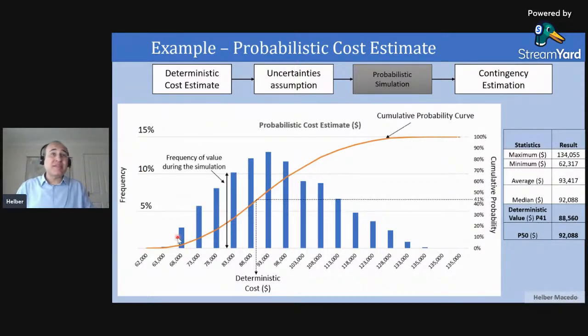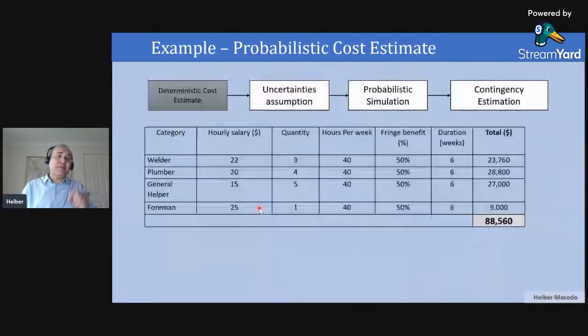And what is this orange curve here? We call it the cumulative probability curve. I summarize result by result until I reach 5,000. It could be 10,000 or 20,000 simulations, iterations, up to you. I will be able to see where my number for my deterministic cost is. Remember, my deterministic cost is $88,000.